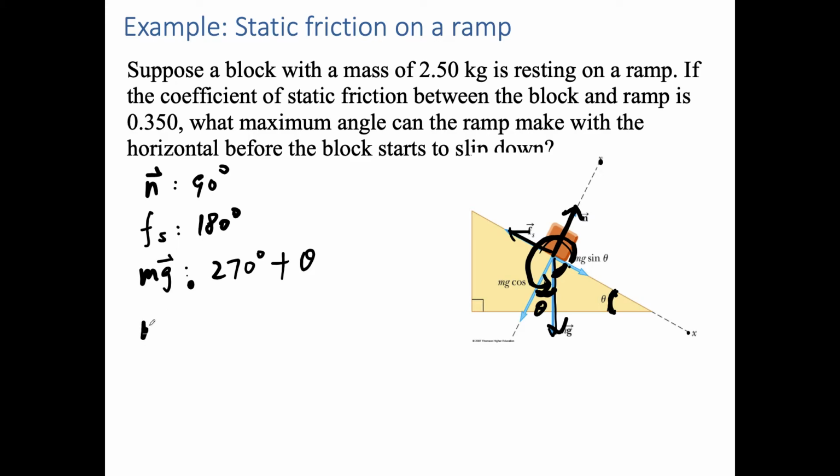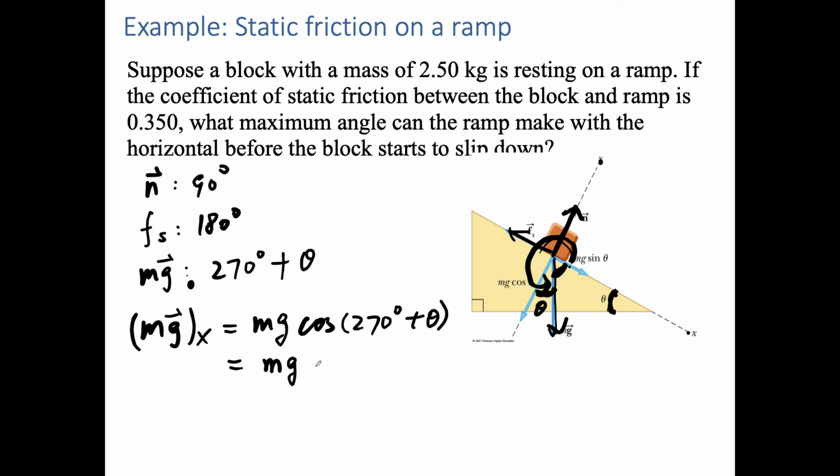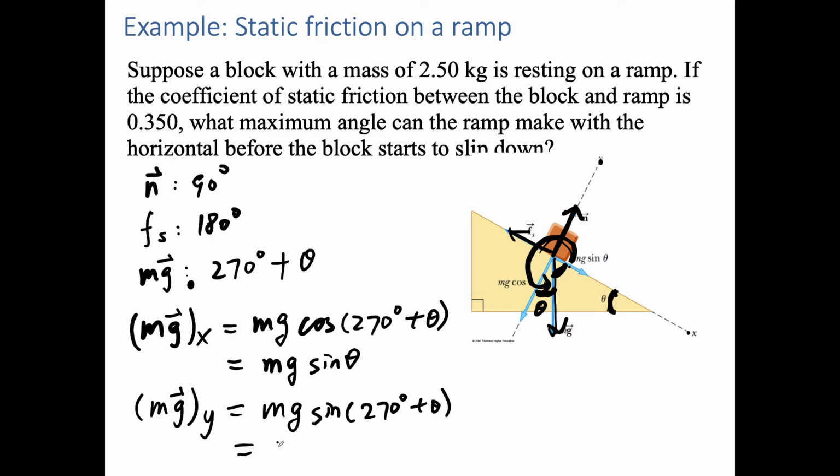So what is the x component of weight? It is mg cosine of 270 degrees plus theta, and trigonometry will tell us this is just mg sine theta. The y component of weight is mg sine of 270 degrees plus theta. Okay. Trigonometry tells us this is mg cosine theta.